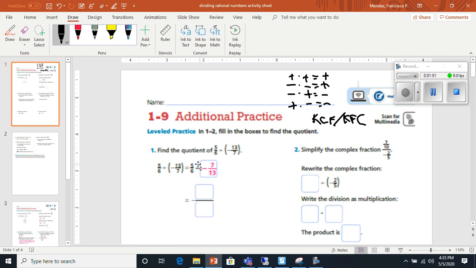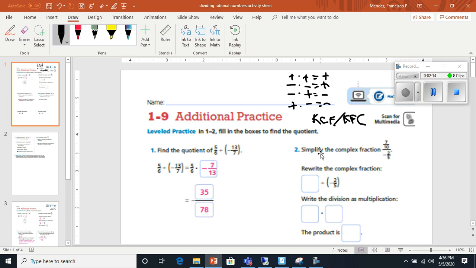And now we have to multiply the top to the top, and 5 times 7 is 35. It's going to be negative 35. And the negative sign is already here, so we don't have to put the negative over here. Then 6 times 13, and 6 times 13 is going to be 78.